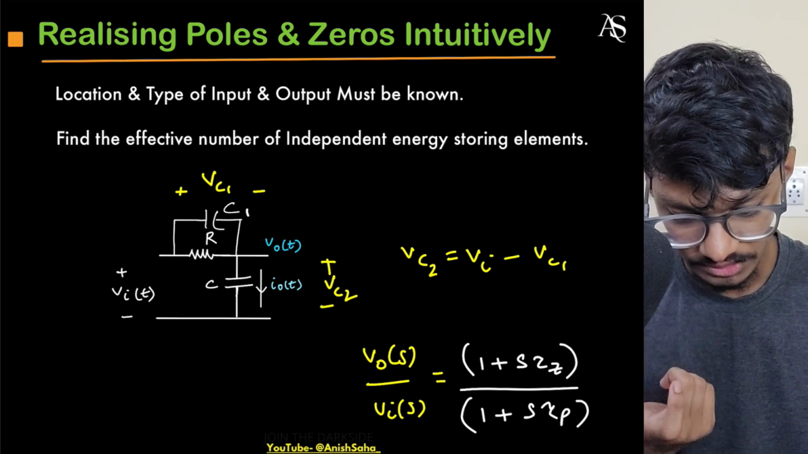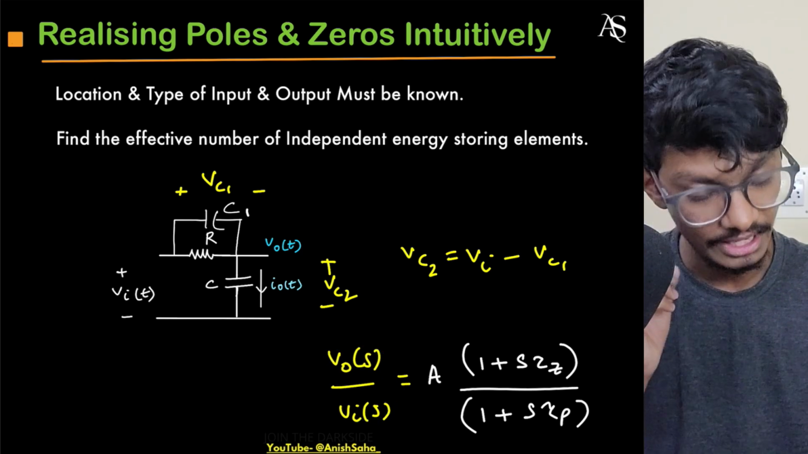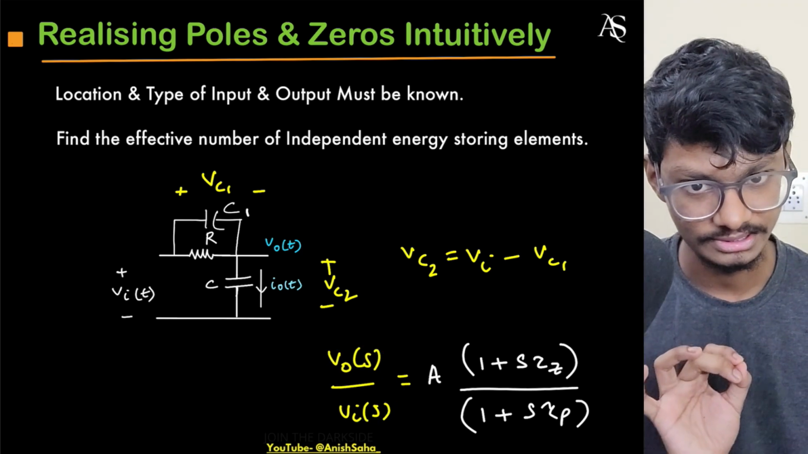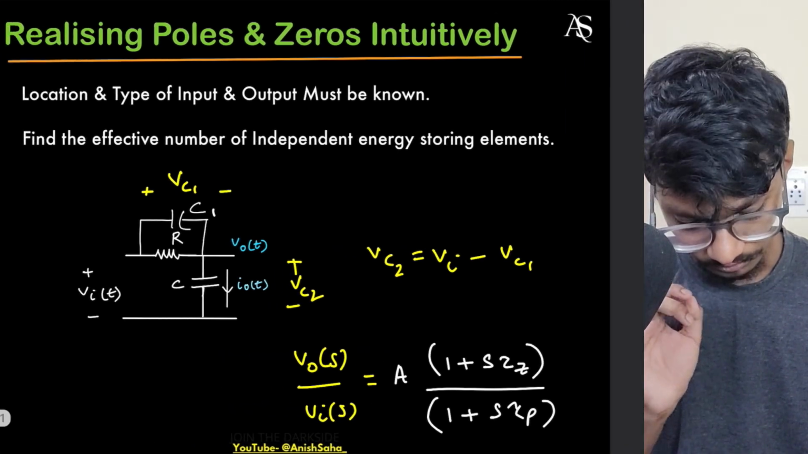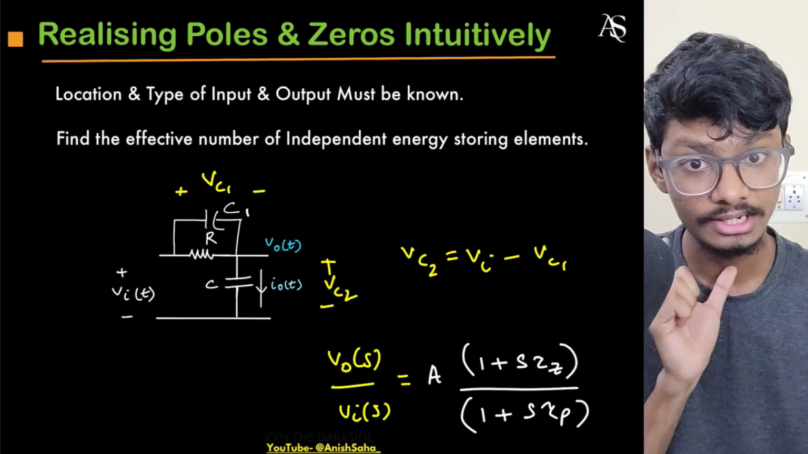Okay, and there will be some DC gain A tau p. So this will be my transfer function. But I have already told you that the order will be 1 in this case. Now, what will be the order when I am taking current as an output?